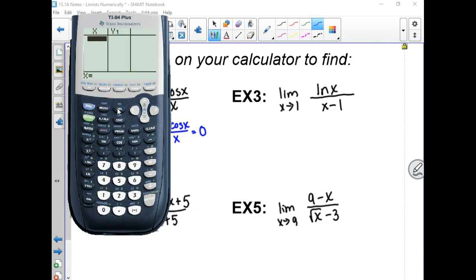Okay, if I want to approach 0 from the right, from the higher numbers, what number could I start with? 1 or 2 or whatever you want, but 1. And then what's a number closer to 0? 0.75. 0.5. 0.25. 0.1. 0.01. 0.001. And so the same thing's happening here.